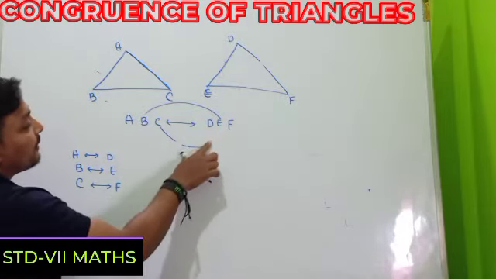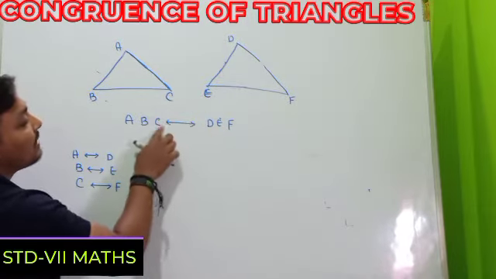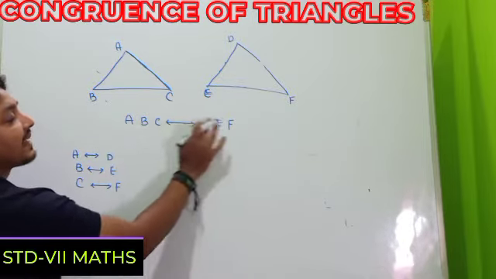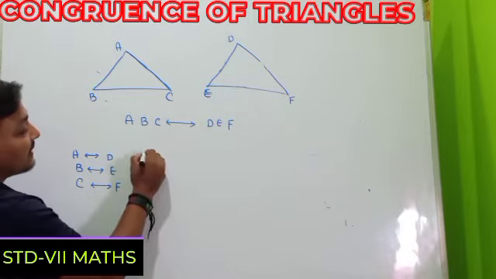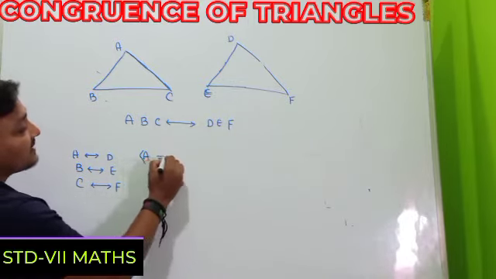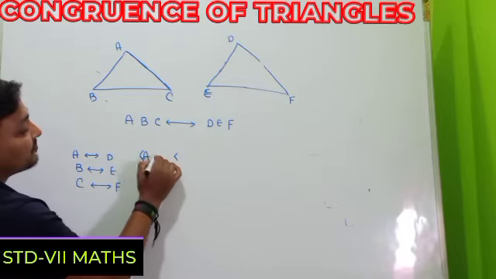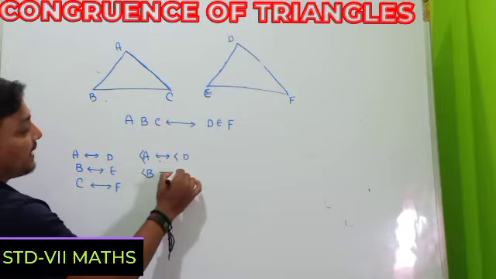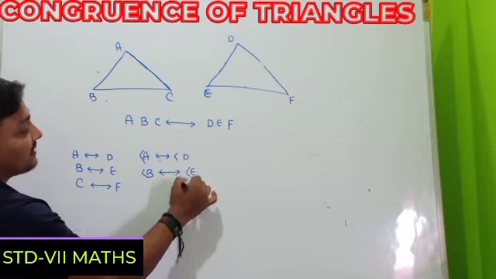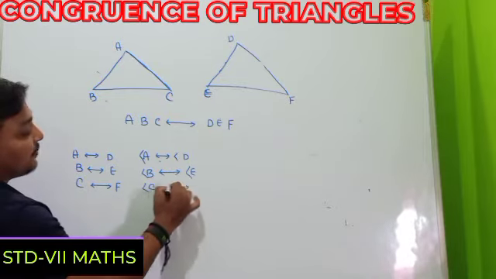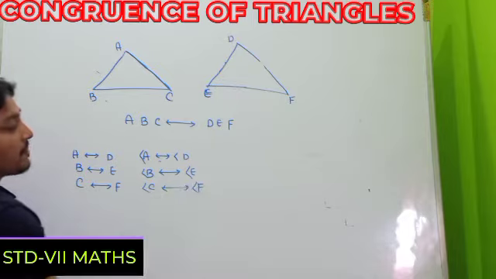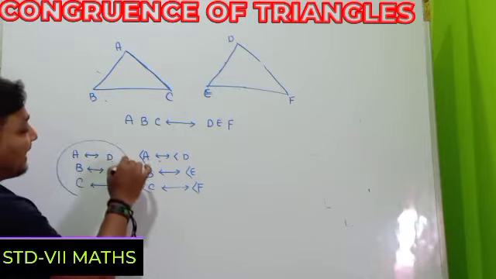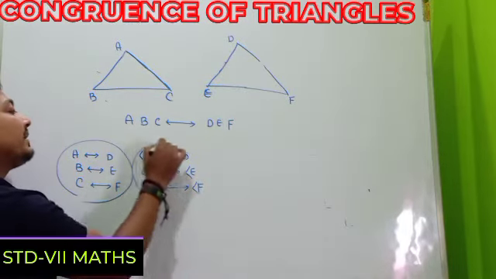Now I will tell you the angle-related part. Same thing. First angle same as first angle, second angle same as second angle, third angle same as third angle. It means angle A is equal to, matching with, angle D, angle B matching with angle E, angle C matching with angle F. Understood? So first we discussed our vertices, then the angles.